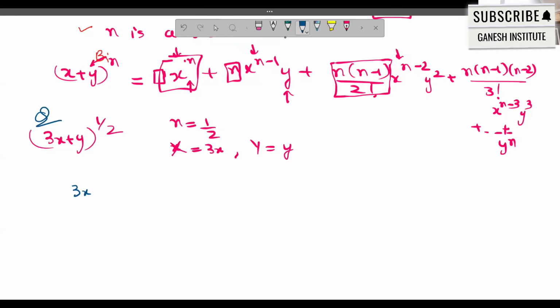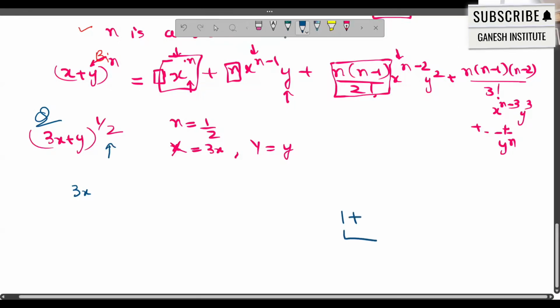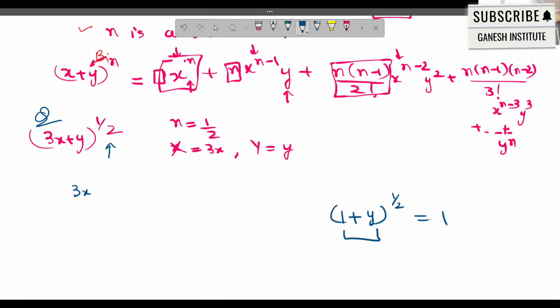Usually for this fraction question, you will be given the expansion which starts from 1 because it is then easier. 1 raised to power 1 by 2, 3 by 4, whatever it is, will be 1 only. And then it will be 1 by 2 y. So you will multiply the power with it, right?